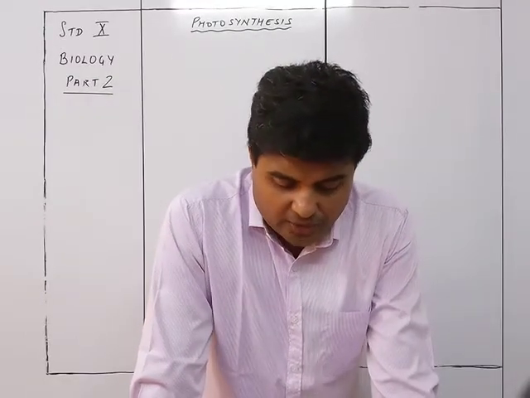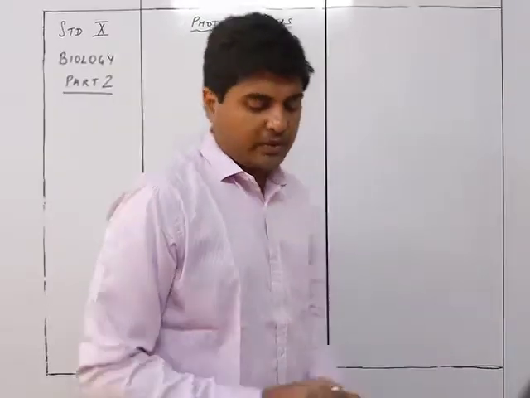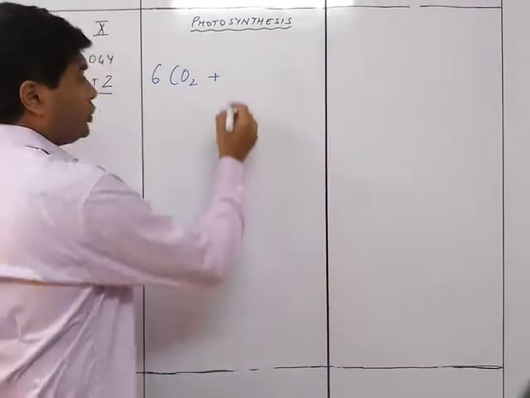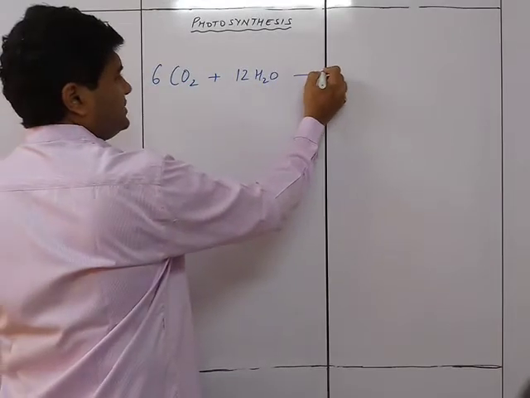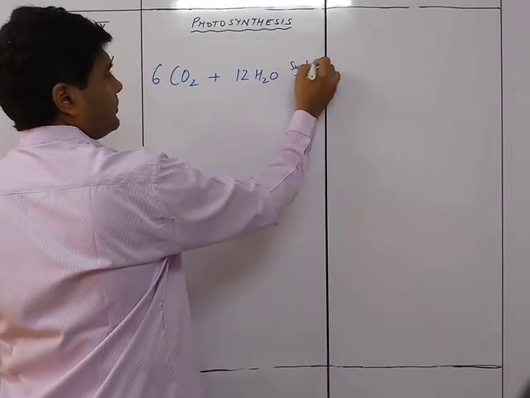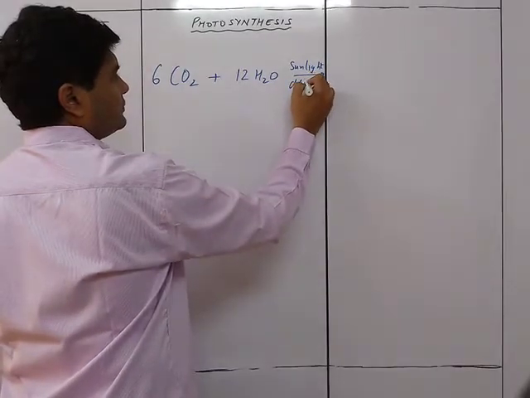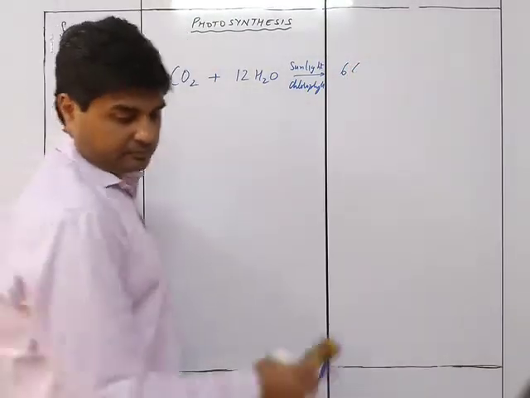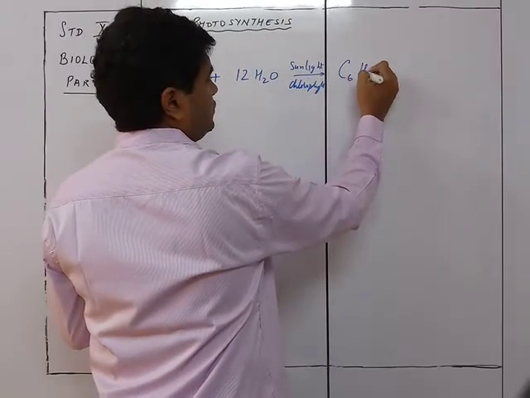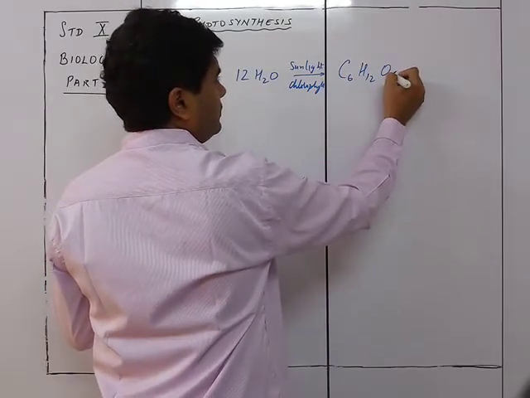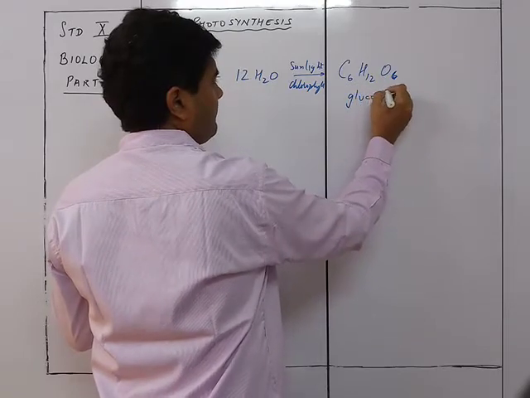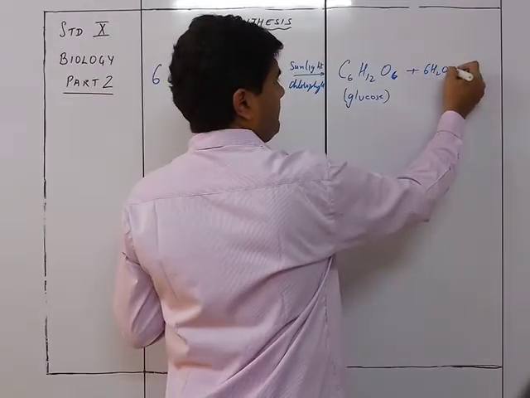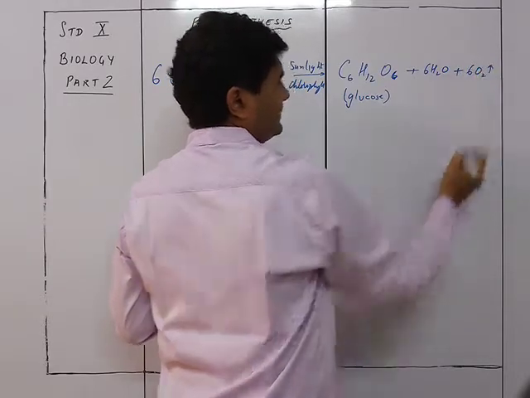The chemical equation is represented as follows. We see the chemical equation over here, and that is 6CO2 plus 12H2O, in the presence of sunlight and chlorophyll, is going to get converted into C6H12O6, which is nothing but glucose, plus it is going to give me water, 6H2O, plus 6O2, the gas.